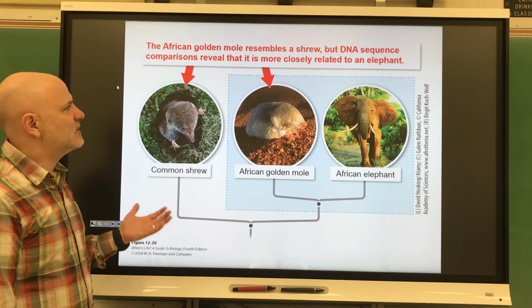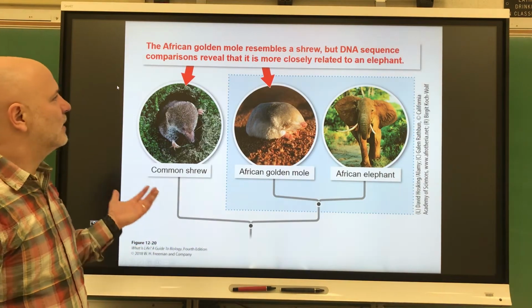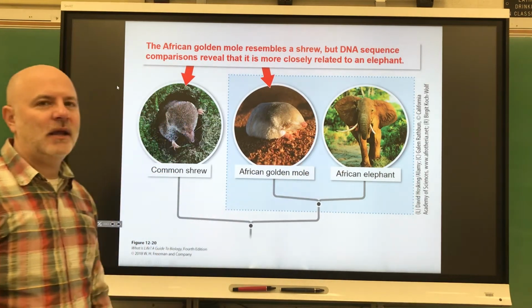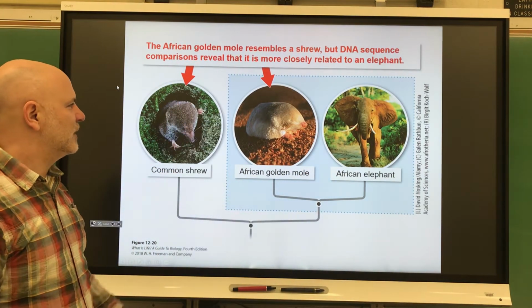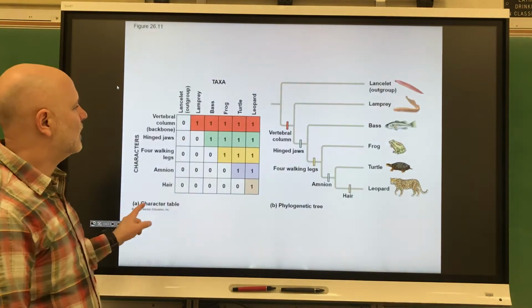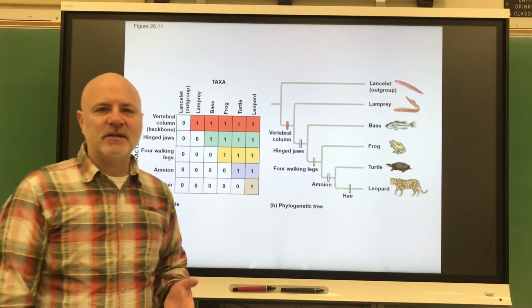So in some cases, you can't just go by resemblance here. You need to look at the DNA. So the African golden mole and the elephant are more closely related to each other, even though the mole looks a lot more like the shrew. All right? So let's move on to cladistics.